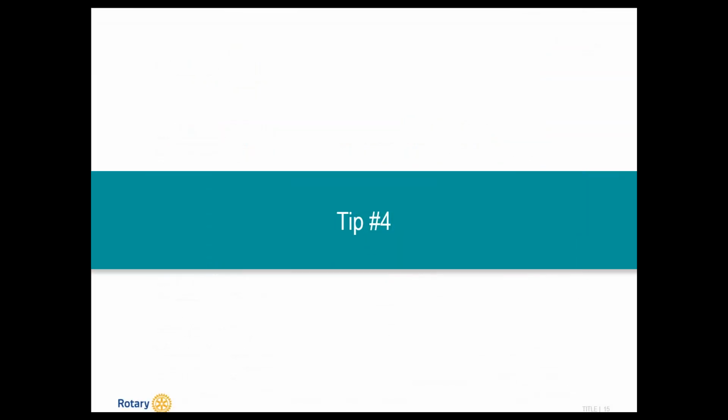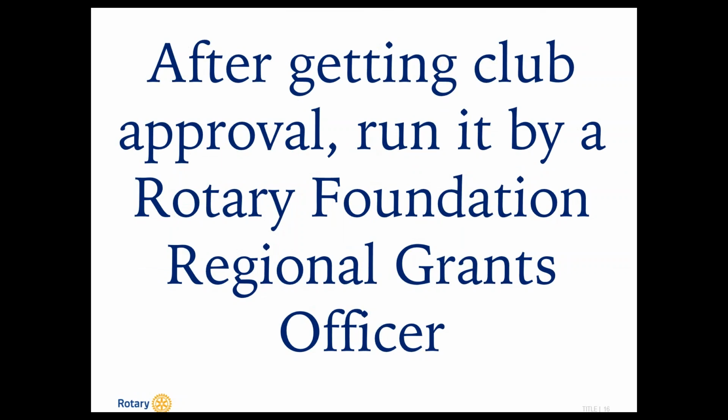Tip number 4. After getting club approval, run it by a Rotary Foundation Regional Grants Officer. As I have already mentioned, you may have a great global grant project idea the Rotary Foundation will have no problem approving. After you complete the global grant template, run the project by one of the Rotary Foundation Regional Grants Officers. These are the people who will be reviewing the application, including identifying any potential project problems.